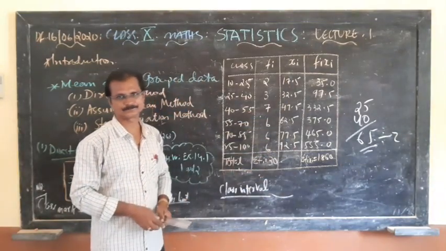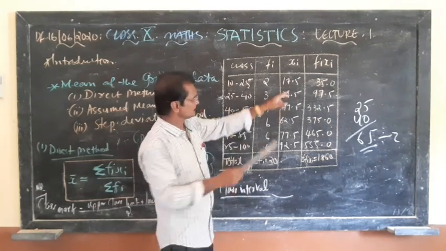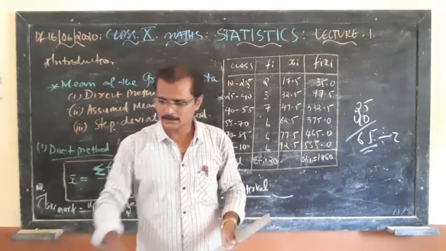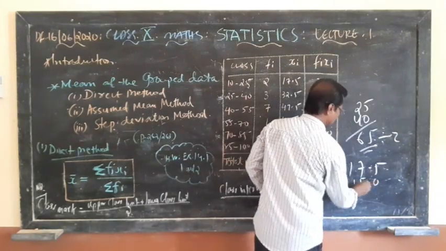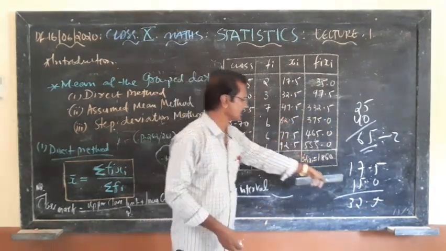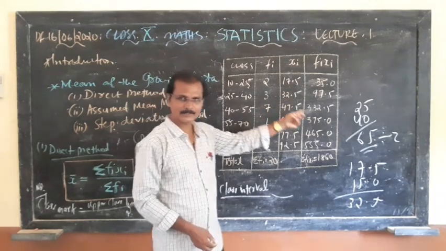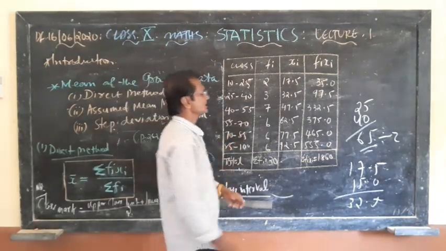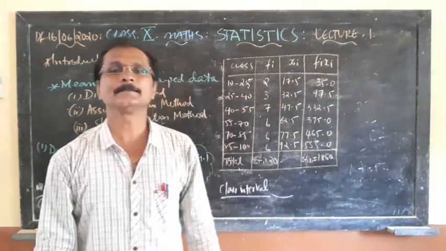So that is Xi. Now another thing: I have told you the class interval is 15. So the first mid value is 17.5, and if you add the class interval 15, you get 32.5. If you add the class interval 15 to the first mid value, you get the next one. So in that way also you can find it. Okay, now what is next?